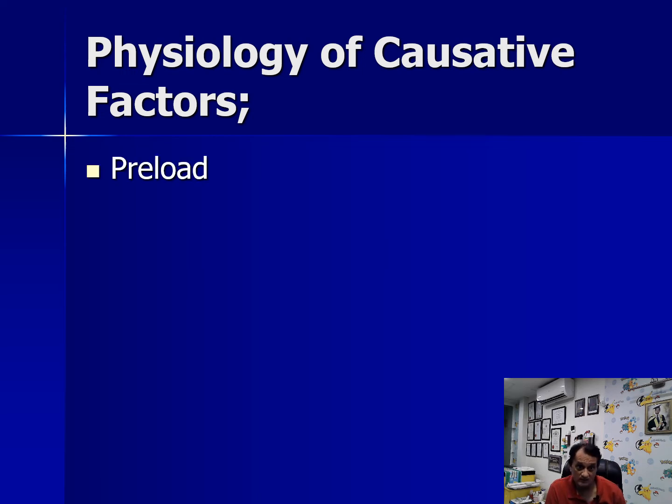Physiology of causative factors is very important. Whenever I encounter any problem in pediatric cardiac ICU, there are 7 factors. If the patient has a low cardiac output, this slide is very important. You have to go stepwise and look at these 7 factors which can lead to low cardiac output in a pediatric ICU or pediatric cardiac ICU patient.